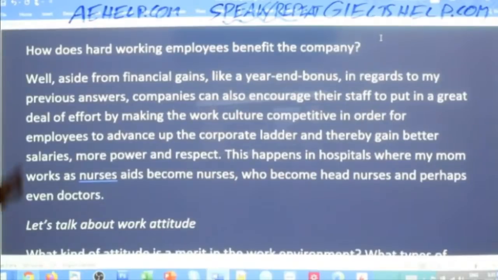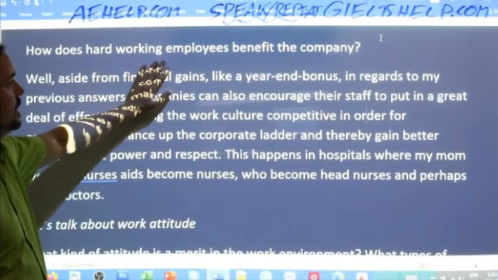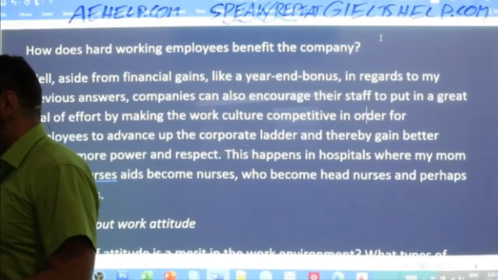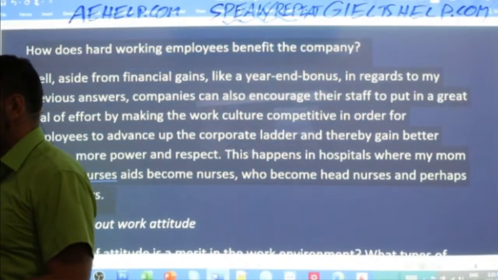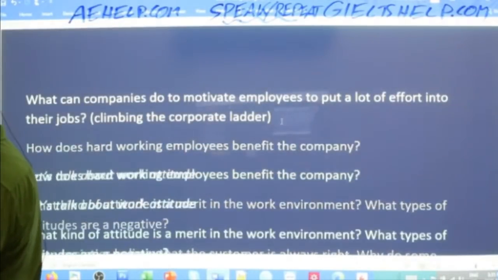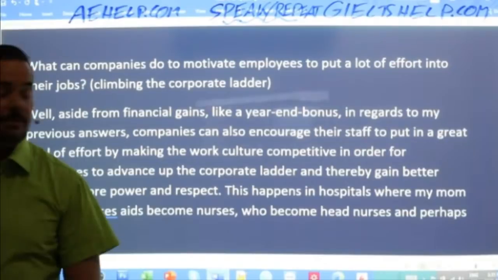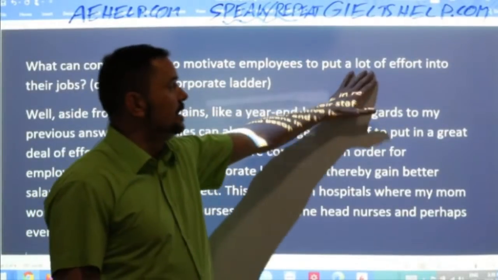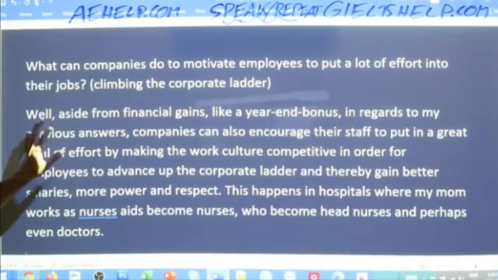I'm giving you, of course, some more vocabulary to put into your arsenal here. So repeat after me. How does hardworking, let's put that into the wrong part of the question here. That's going to be the next one. Let me just stick that into the right place. Here we go. So repeat after me. What can companies do to motivate employees to put a lot of effort into their jobs?